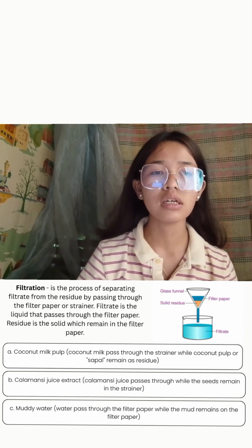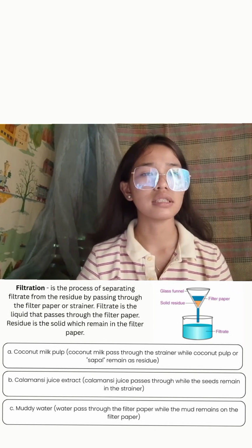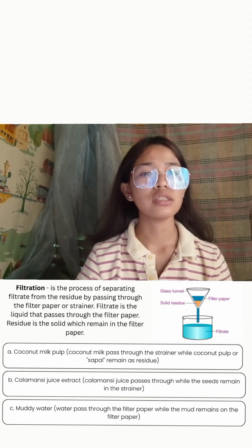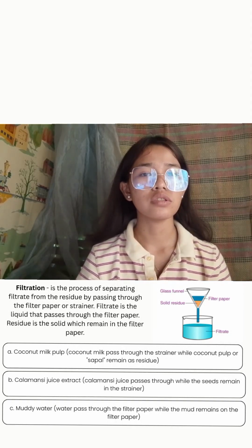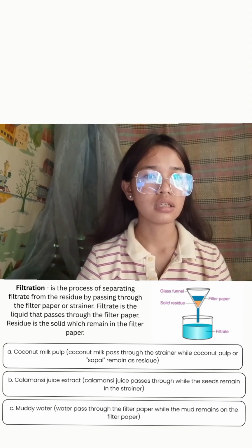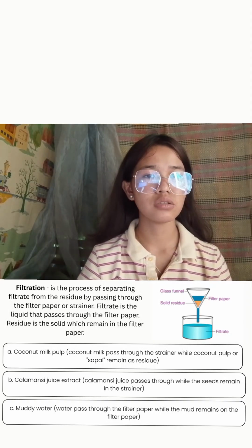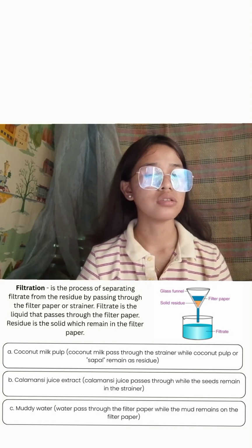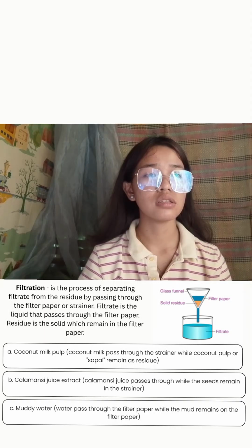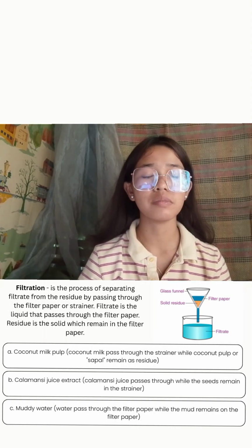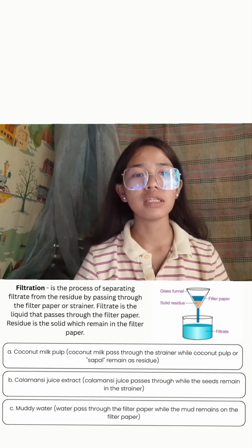Okay, next we have the calamansi juice extract. Calamansi juice passes through while the seeds remain in the strainer. In this process, we use a strainer. If you extract calamansi juice, it has seeds. If you want to segregate the calamansi juice from the seeds, you need to use the strainer. So the calamansi juice passes through the strainer while the seeds remain as a residue.